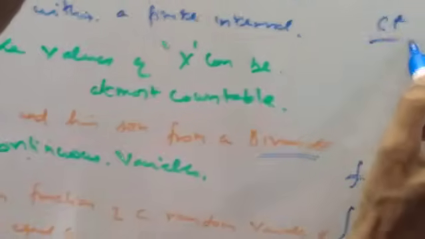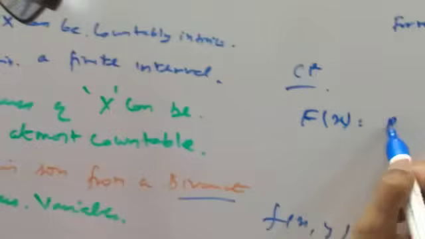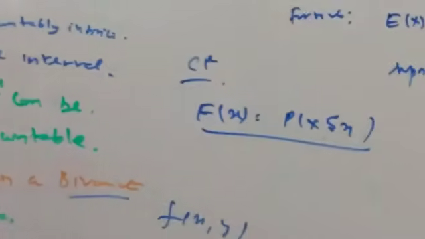Okay. Then what do you mean by cumulative distribution function? The cumulative distribution function is F of x equal to P of X less than or equal to x. So this is the definition of the cumulative distribution.